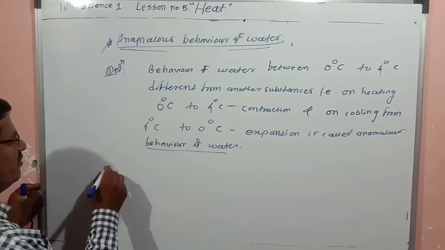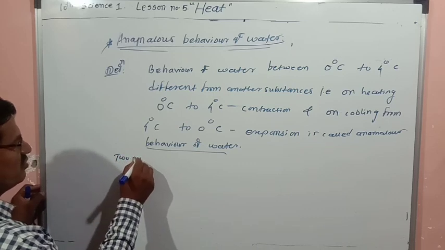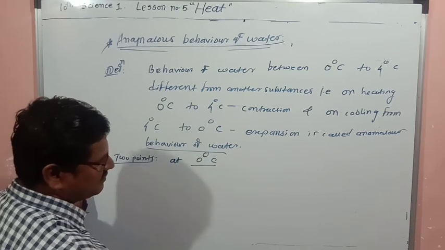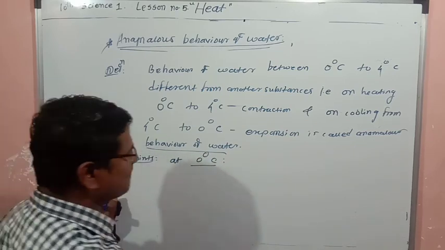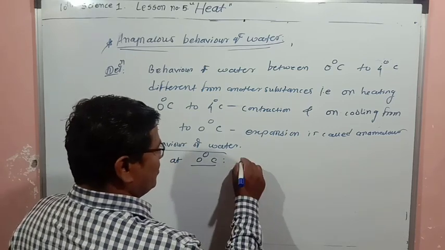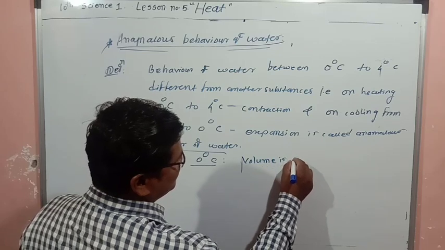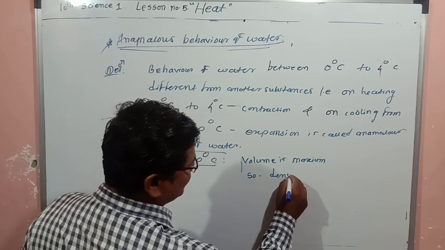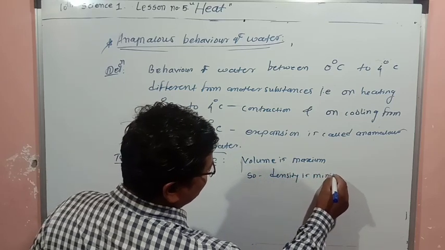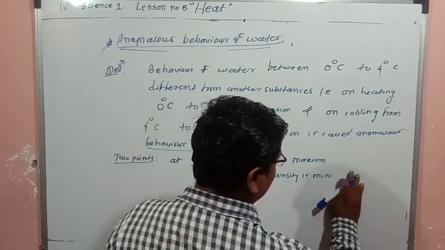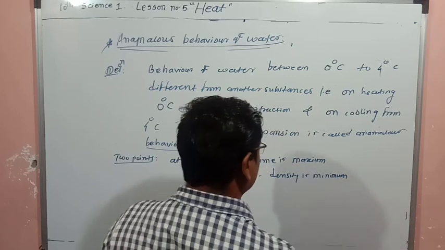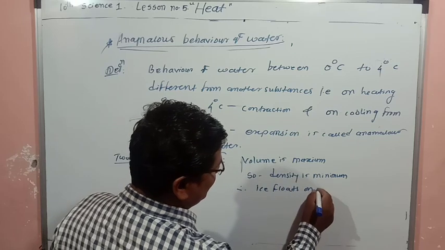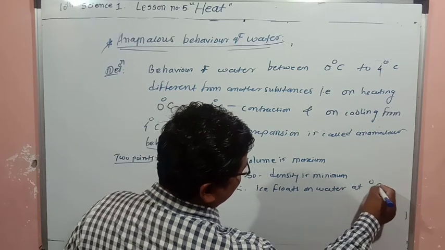In the case of anomalous behavior, there are 2 points you have to remember. Which 2 points? First, at 0 degrees Celsius, volume is maximum, so density is minimum. Volume is maximum, density is minimum, and therefore ice floats on water at 0 degrees Celsius.